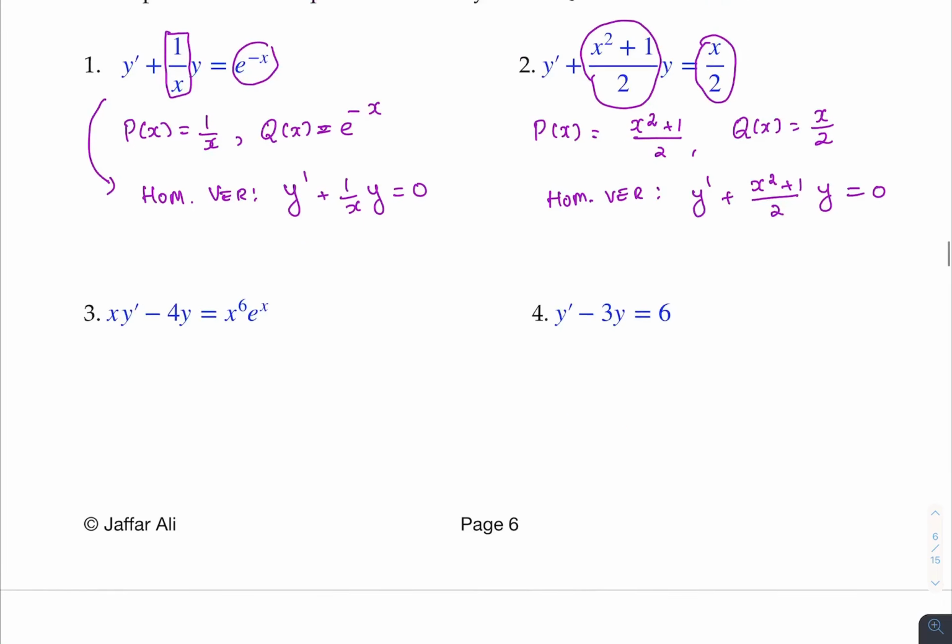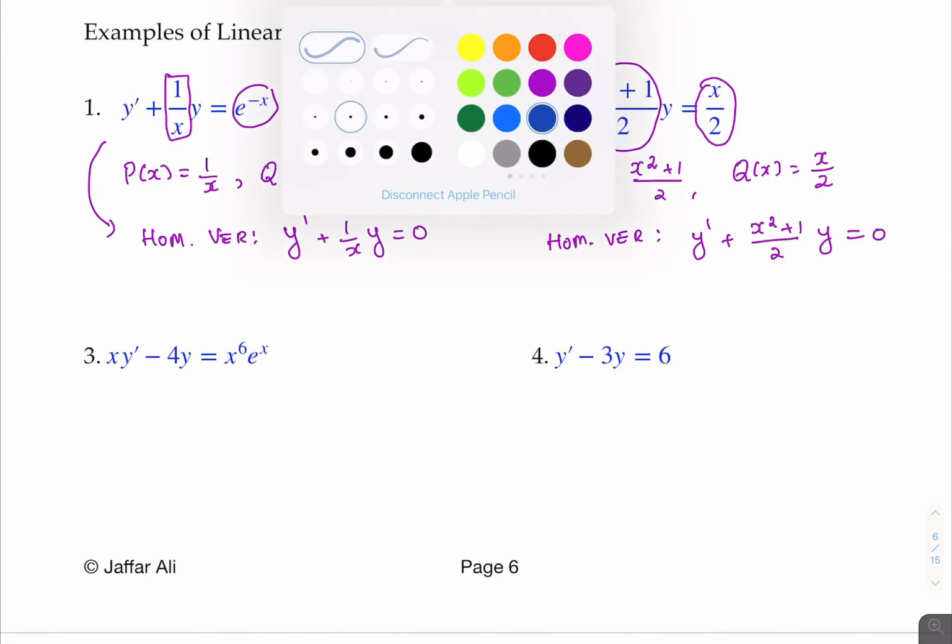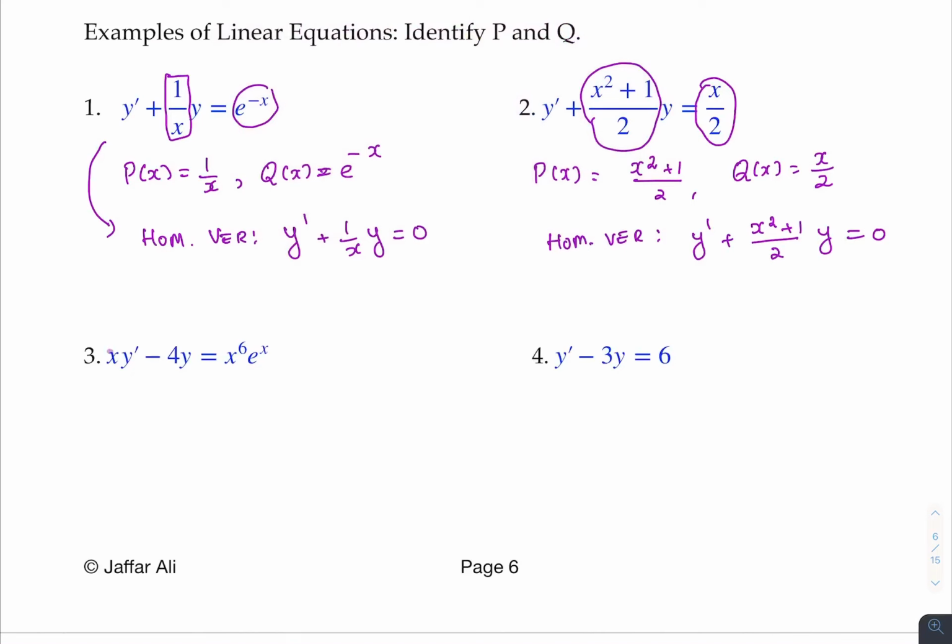Now let's take a look at number 3. In number 3, the coefficient of the y prime is not 1, it's something in x. So to identify the p and q, I'm going to divide to write this in the standard form.